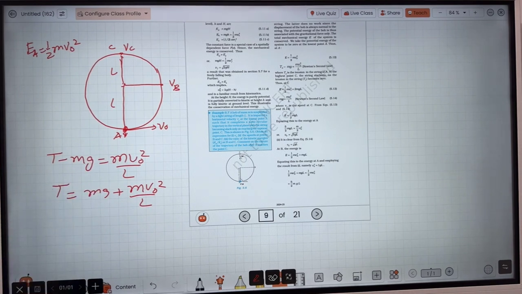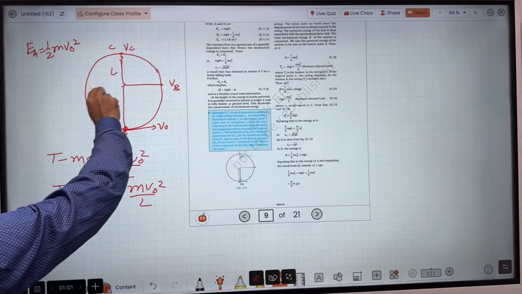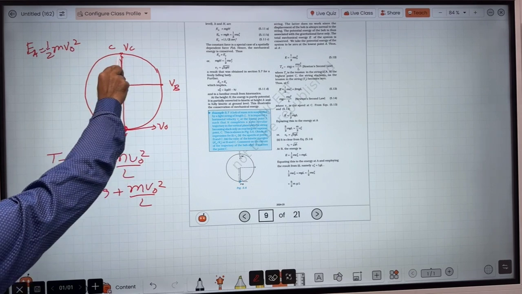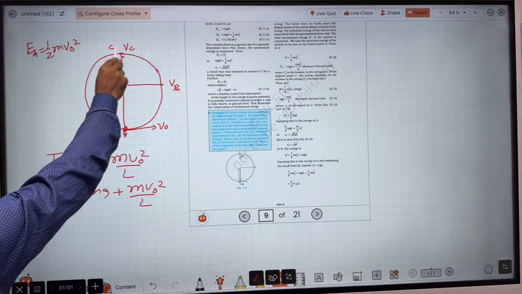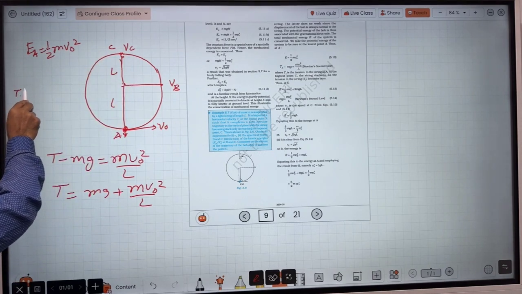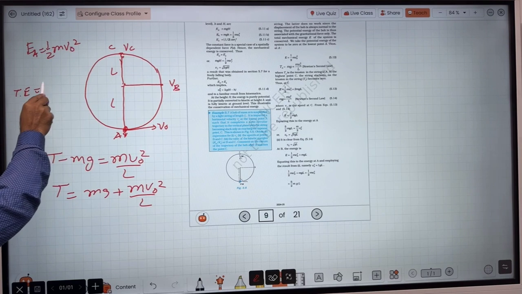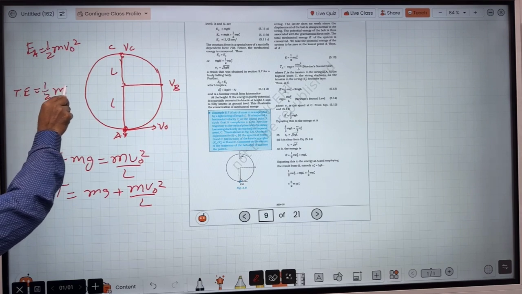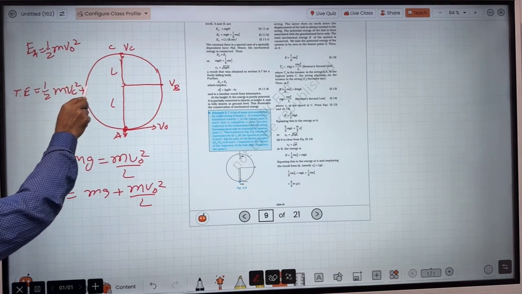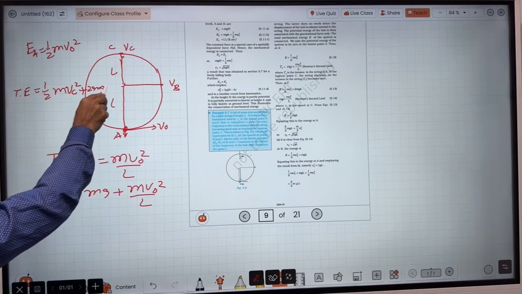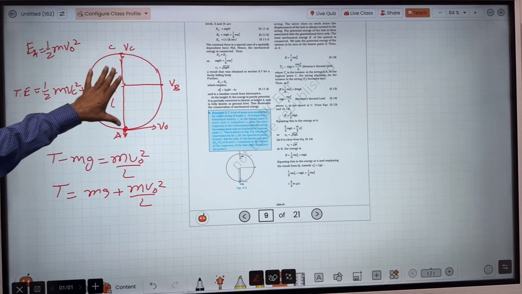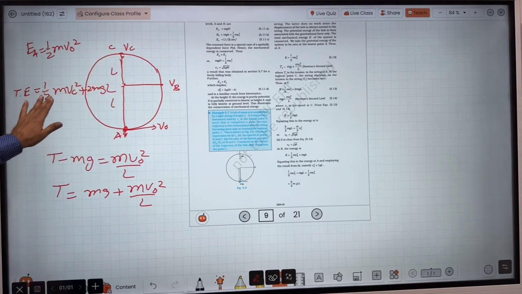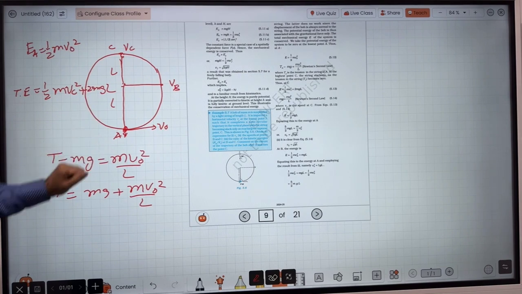Now, let's see point C. What is the situation at point C? Here height is 2L, so potential energy will become mg into 2L and its velocity is vc. So we can say total energy at point C will be equal to half m vc square plus 2mgL. Why 2mgL? Because mgh, h with respect to this point, is at height 2L.